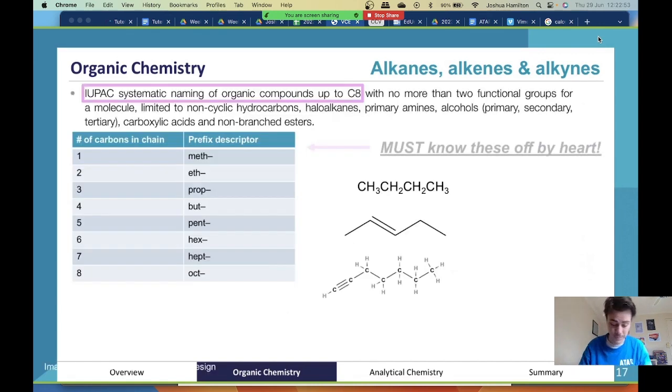There's only 1. So moving on to naming, it's really important you remember this from last year. I'm sure you all remember it, but it is something you do need to know. You need to remember your IUPAC systematic naming all the way up to 8. So you've got meth, eth, prop, but, pent, hex, hept, oct. So you've got 8 of them. You do need to remember this. The reality is if you don't remember it, you need to find ways to remember it. You need to go through it as many times as you can.